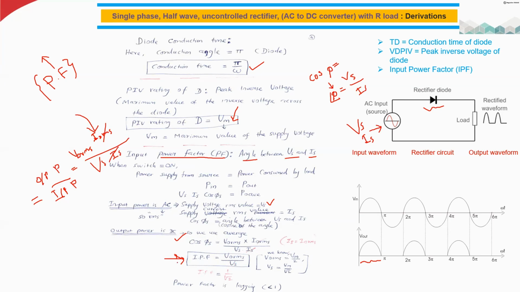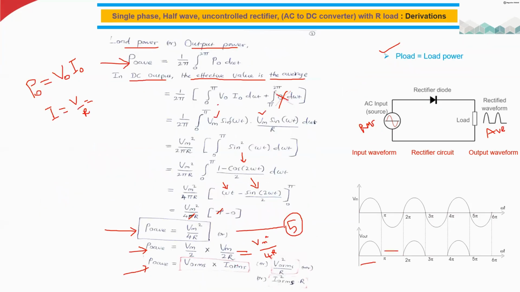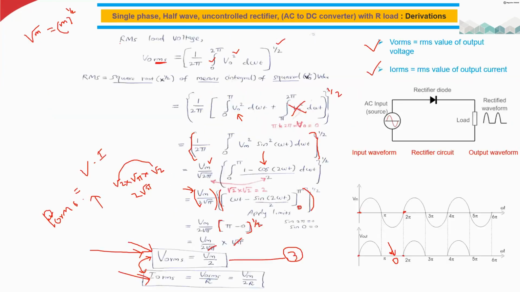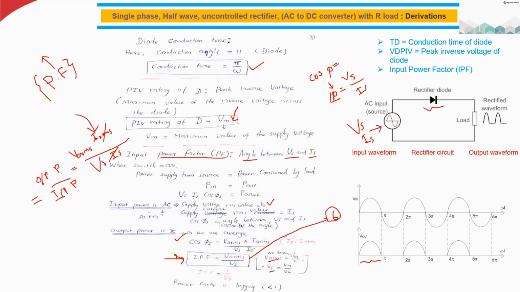So input power factor is one of the other important equations. What is the equation number? Equation number 6. Input power factor is equal to VORMS divided by VS. We already derived VO RMS and VS just before. Remember here VORMS, and where is VO? We have also derived VO and VORMS, so we are just going to apply these two values, and then we will get the power factor like this.